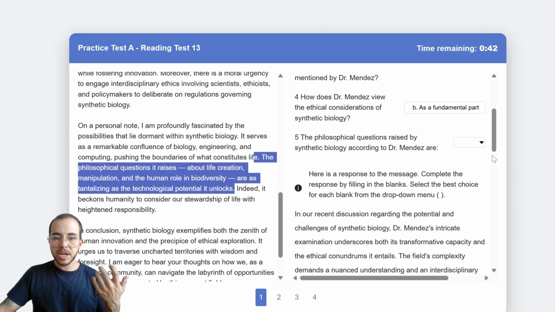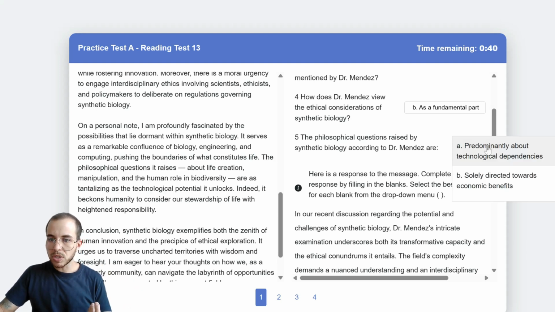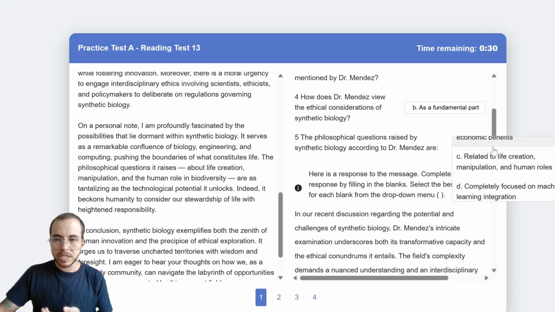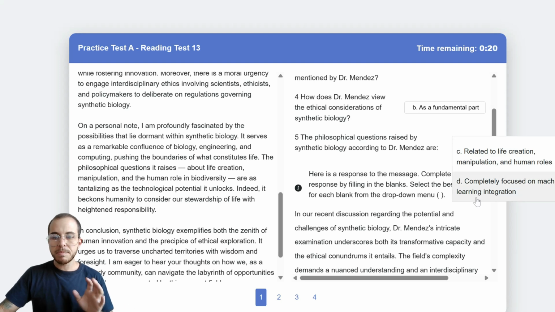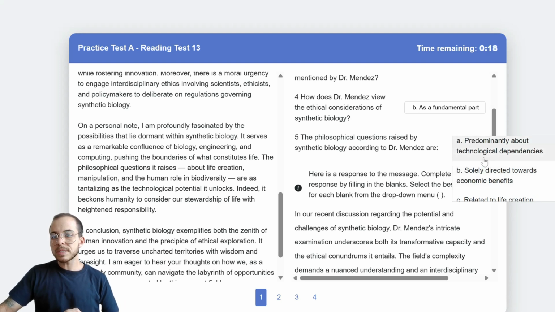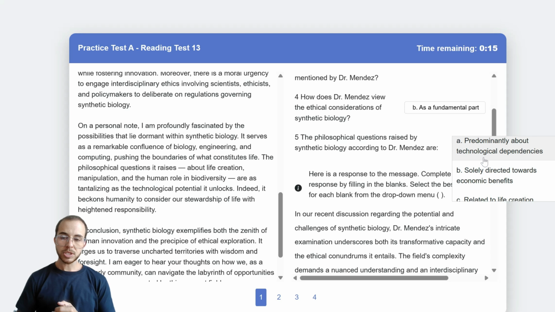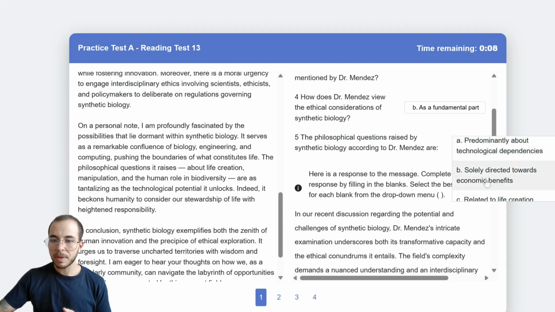Okay, so the creation of life, this unlocks new potential. Predominantly about technological dependencies, solely directed towards economic benefit. No, she didn't mention that. Related to life creation, yes. Completely focused on machines, no. Already, I can take out answer B and D. Both those did not fit. It wasn't predominantly about technological dependencies. She said there were some technological potentials, but it's not primarily about that.